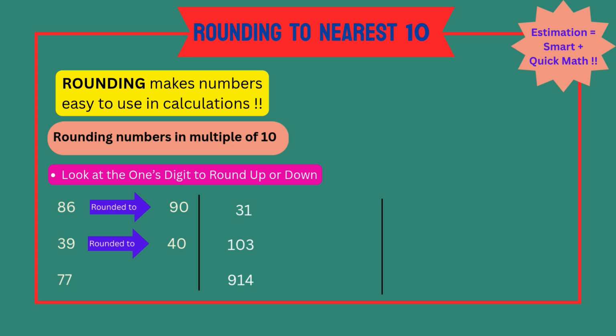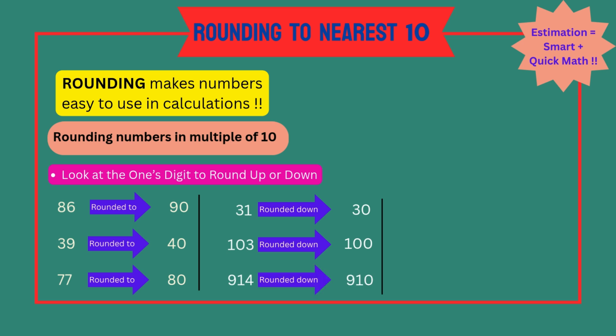If we take 77, which is it closer to, 70 or 80? 77 is nearer to 80, so it is rounded up. For 31, the ones digit is less than 5. 31 is rounded down to 30. 103 is rounded down to 100. What about 914? Should it be rounded up or down? Ones digit is 4, so 914 becomes 910.